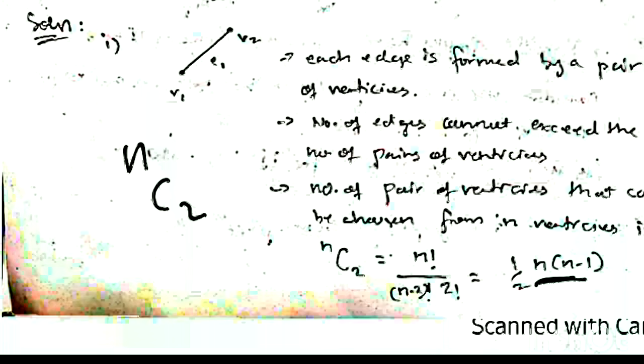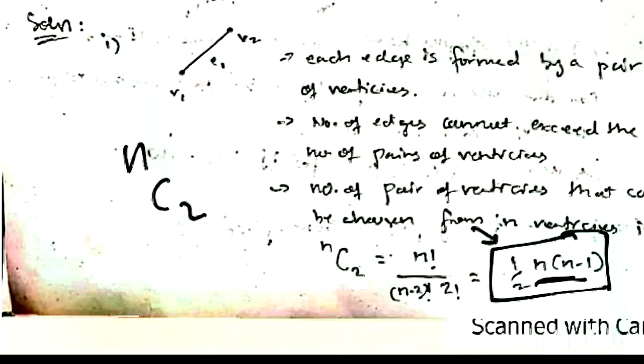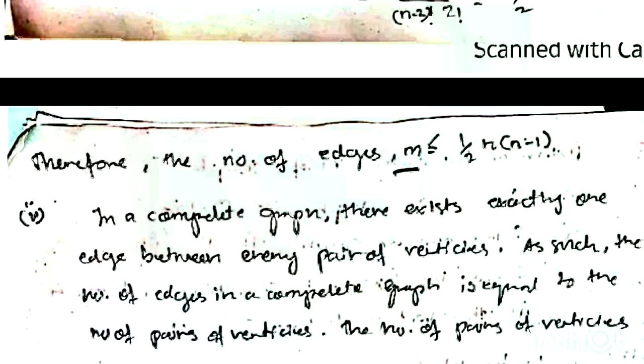So nC2 will give the value half n into n minus 1. So this number is always greater than the number of edges. Since the number of edges can't exceed the number of pairs of vertices, we can write m is less than or equal to half n into n minus 1.